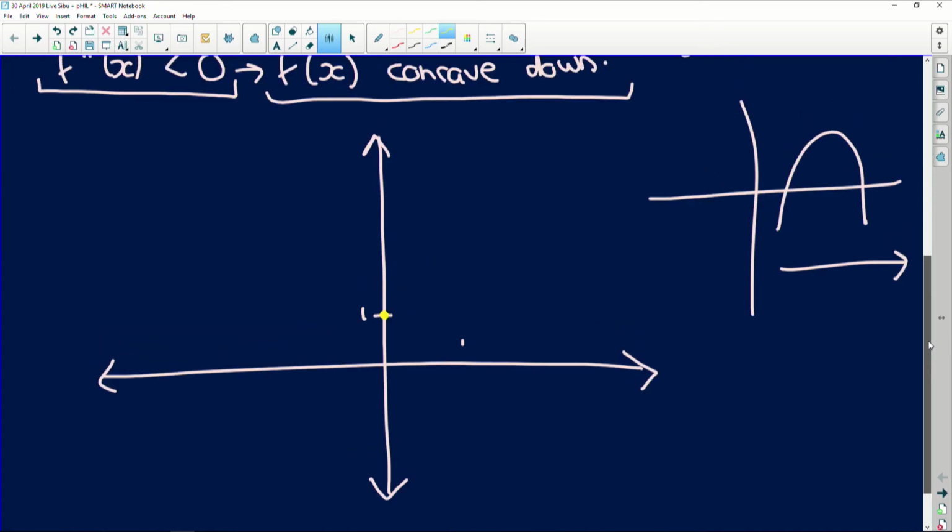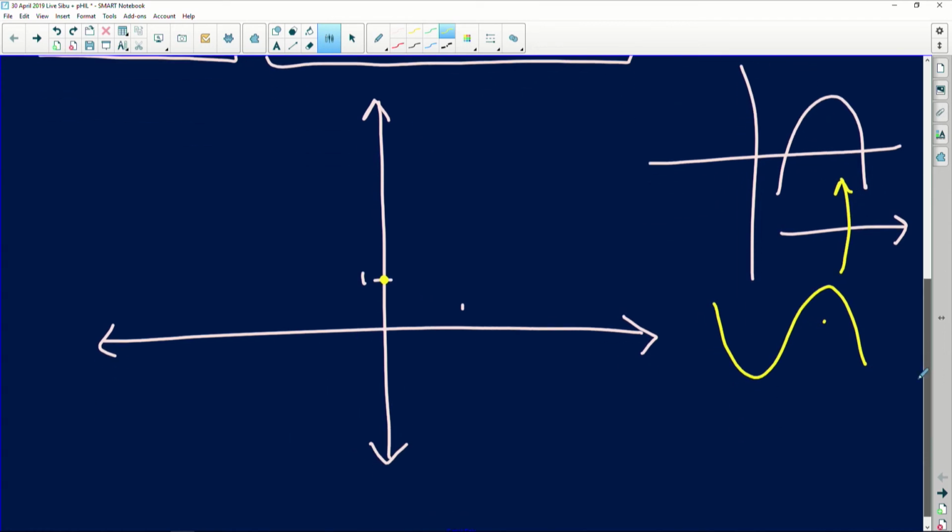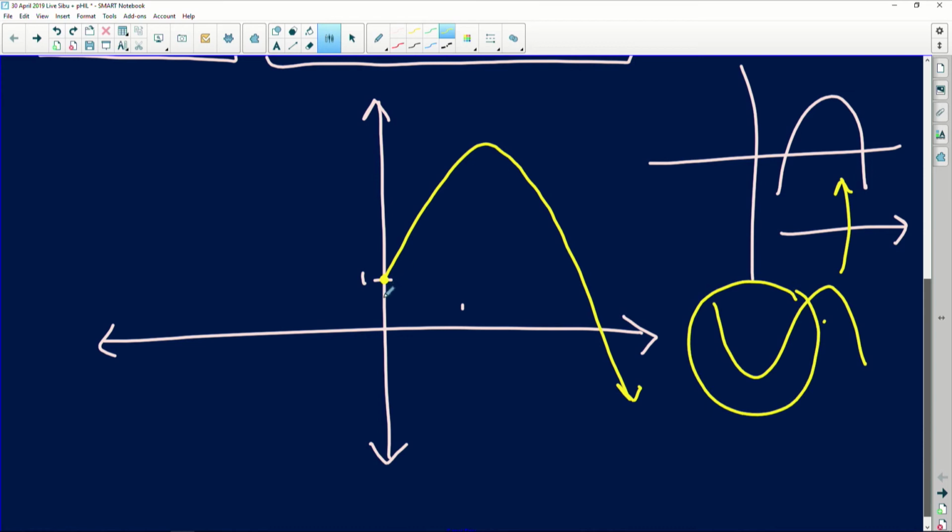Okay, so now we incorporate everything. We know it's going to have this shape. We know that this concave down part is going to happen on the positive x side. So we know that concave down is going to happen from there. And then because we know it's a cubic, we need to fill in this second concave up section. Okay, so we draw it like that.